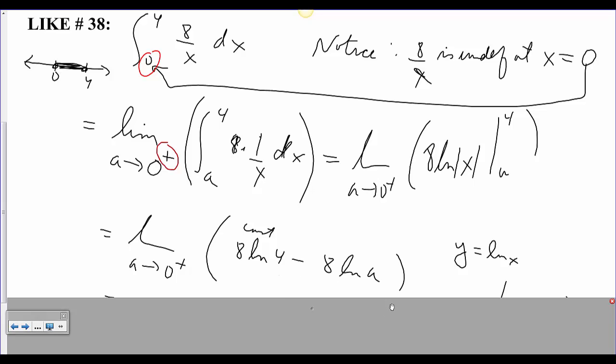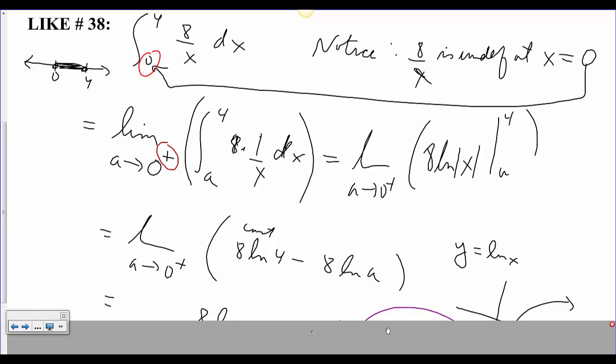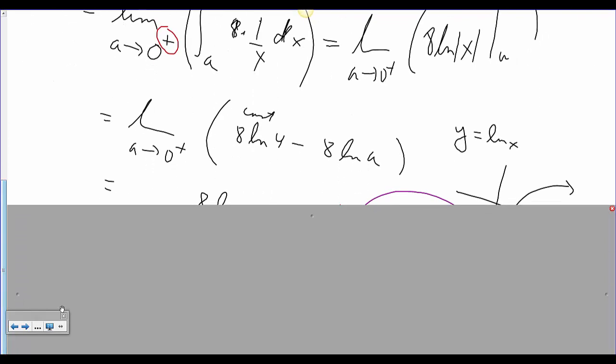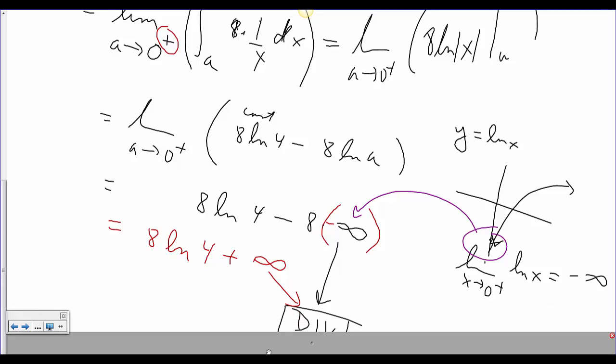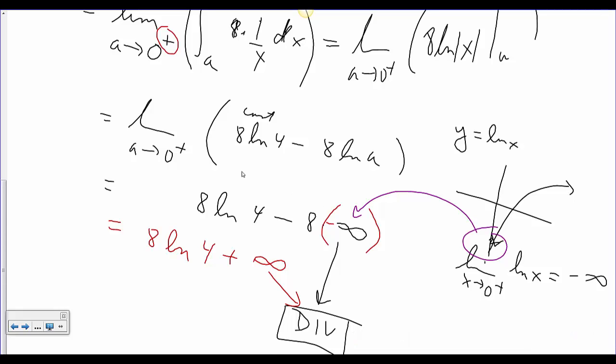Now 8 ln 4 is just a constant, but what's happening now is we have the limit as a goes to 0 of 8 ln a. If you think of the graph of y equals ln x, the limit as x approaches 0 from the right is negative infinity. So we have 8 ln 4 minus 8 times negative infinity, which is 8 ln 4 plus infinity, which of course is infinity, and therefore this particular improper integral diverges.